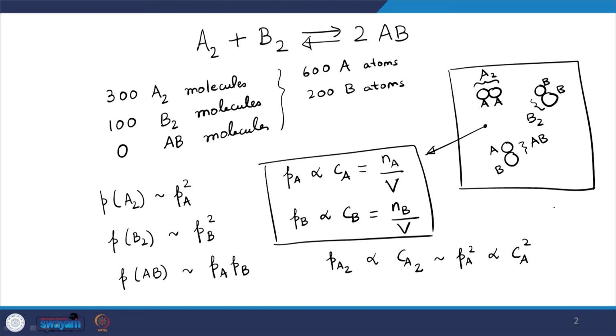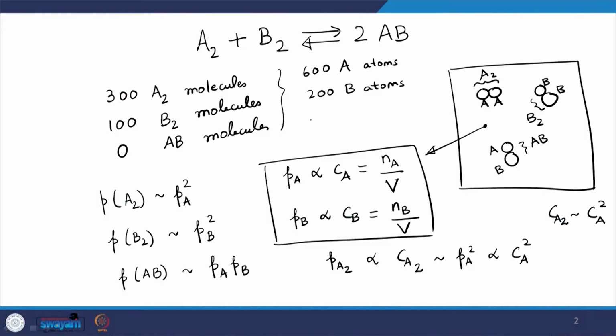That means my Ca2 should be going like Ca square, right, and this precisely with the prefactor k gives me the rate law. But I am not going there, I am talking about equilibrium, but this is what gives rise to the idea of a rate law as well, right.